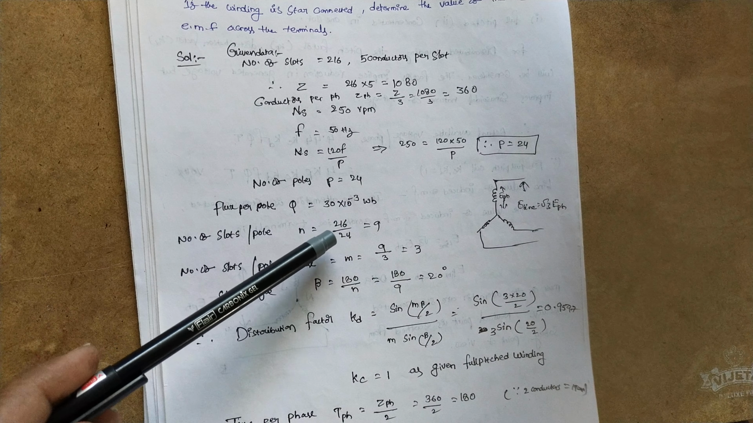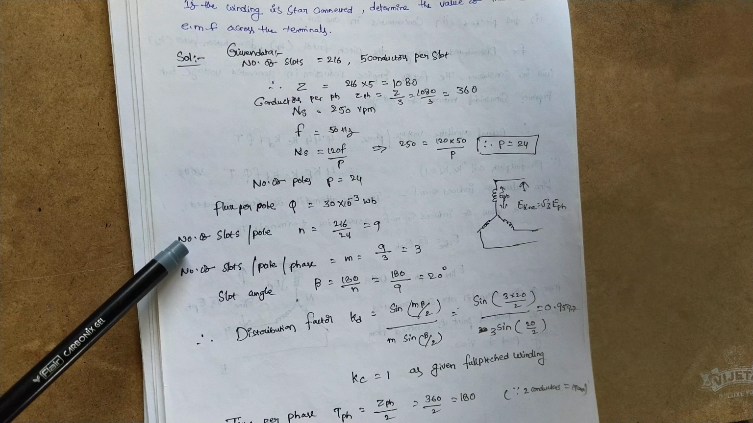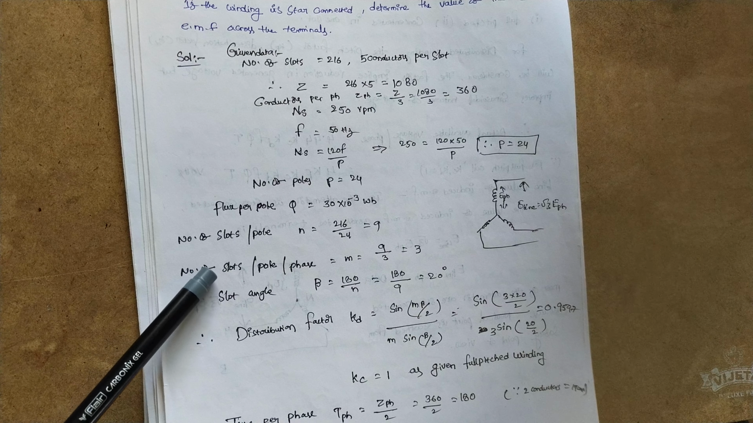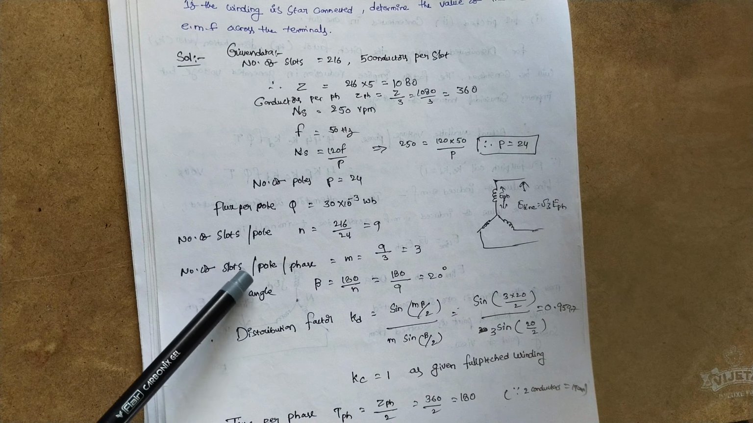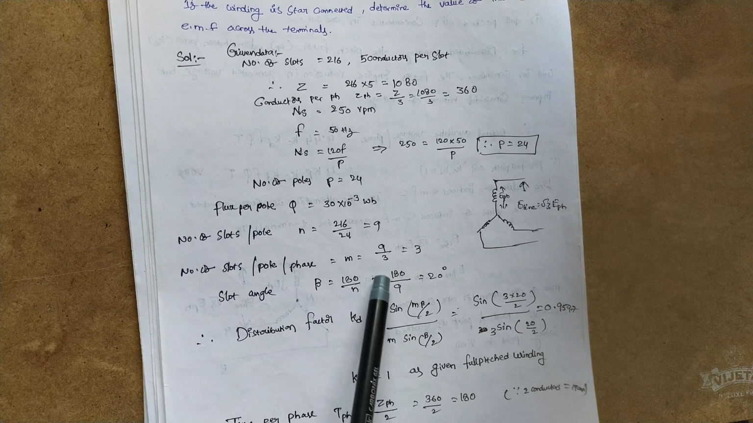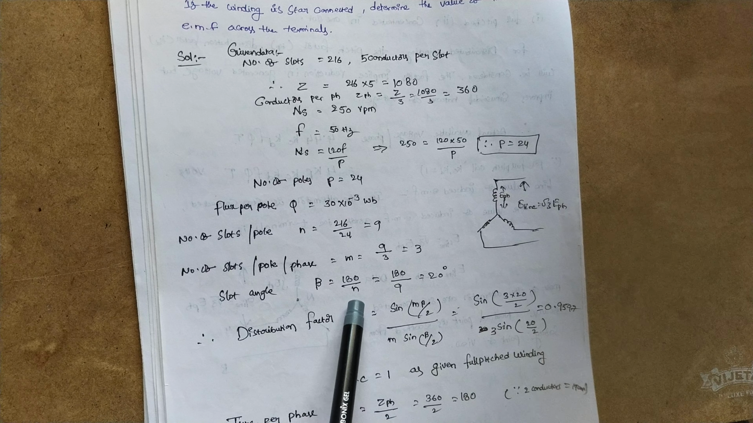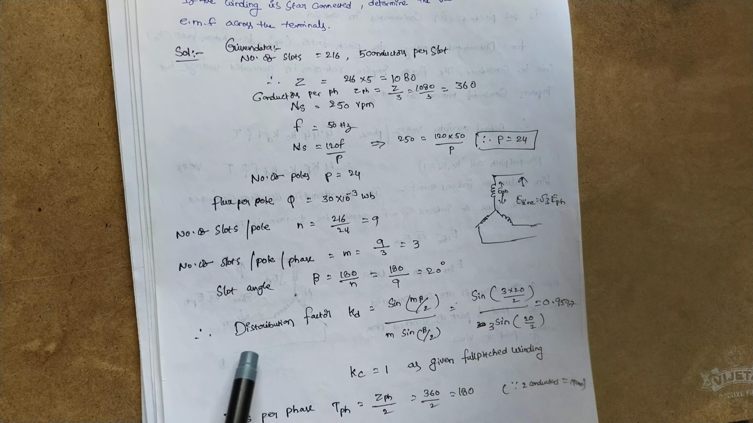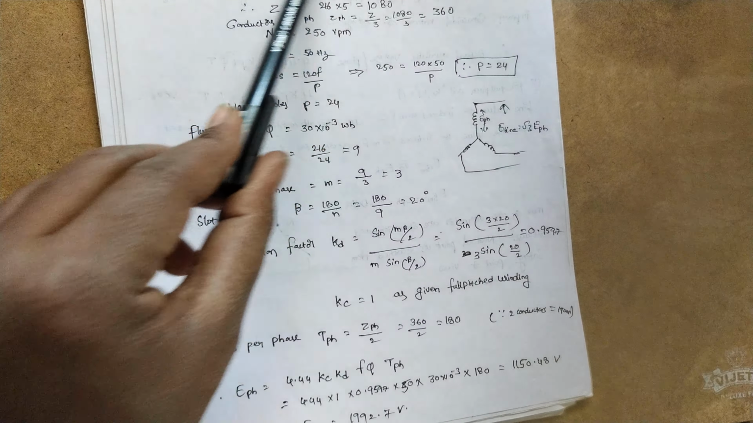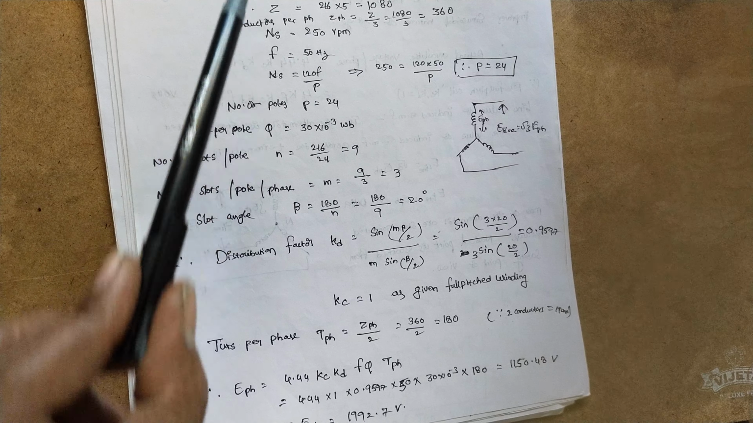They given 30 milliweber. Number of slots per pole, n pole pitch we calculated, 216 by 24, 9. Now, n by 3, that is number of slots per pole per phase, that is m, 9 by 3 gives 3. Slot angle beta is 180 by n. Therefore distribution factor we have to calculate first. Determine the value of induced EMF across each terminal we have to calculate.